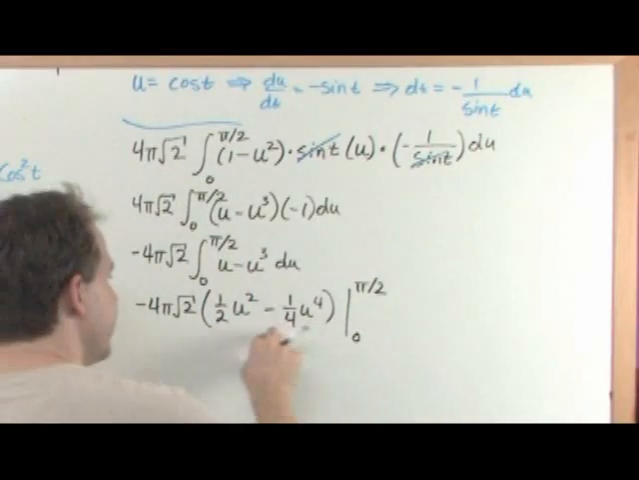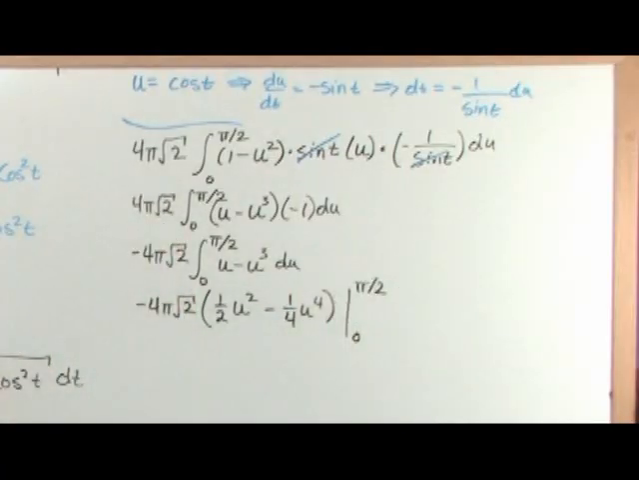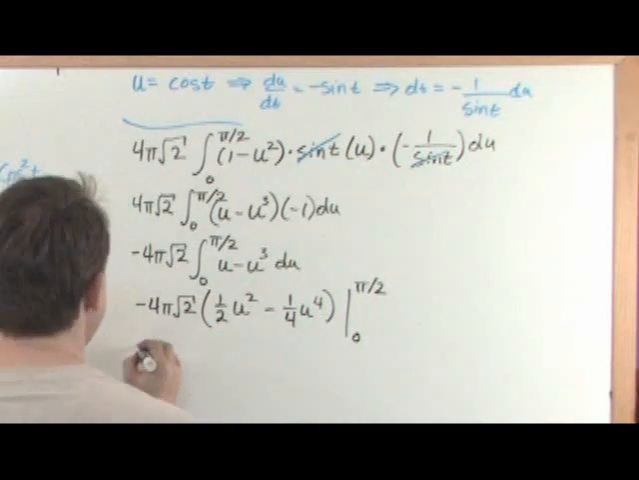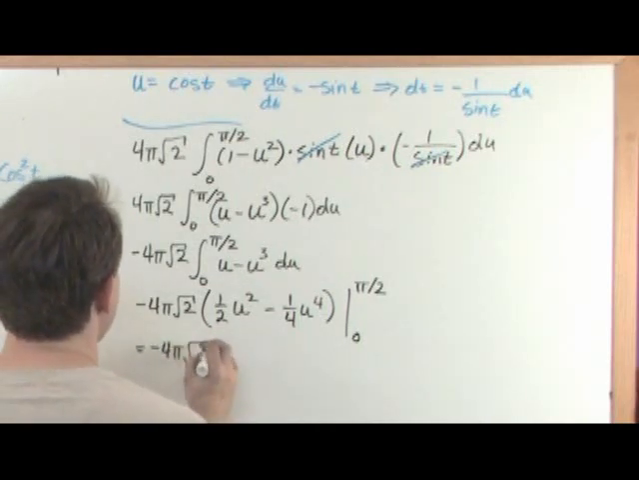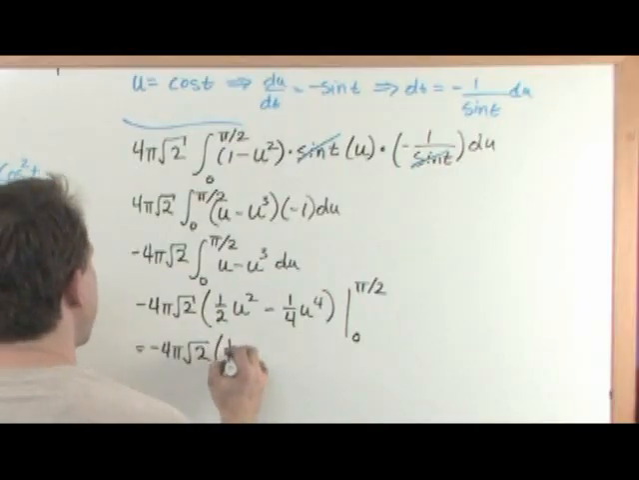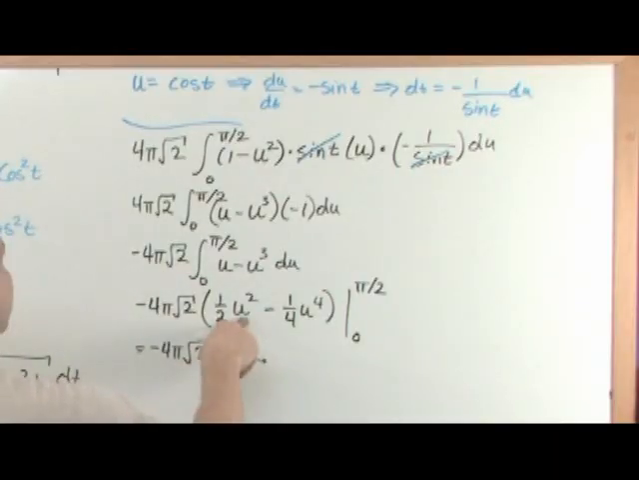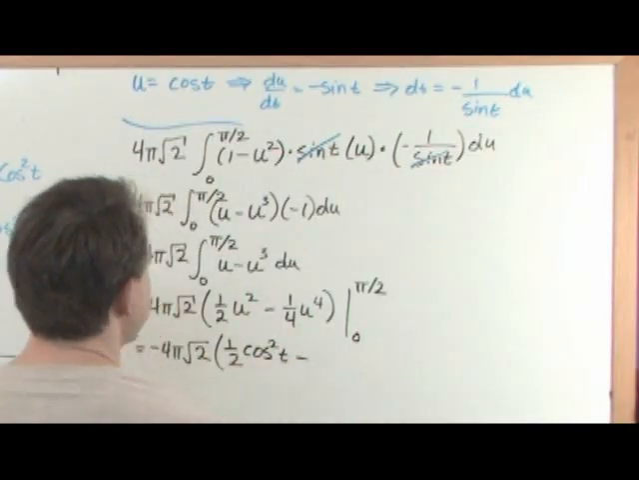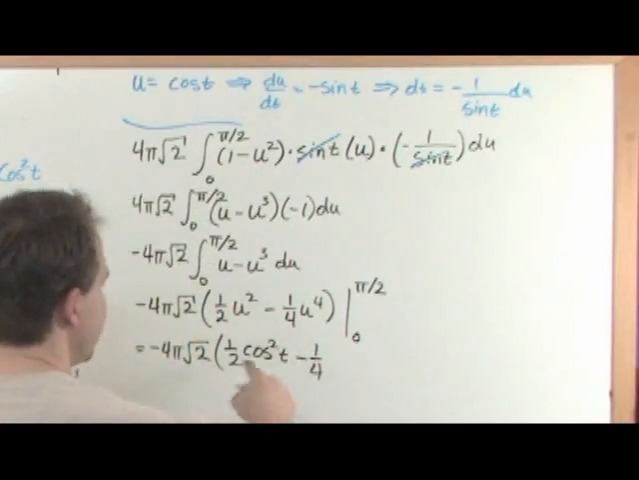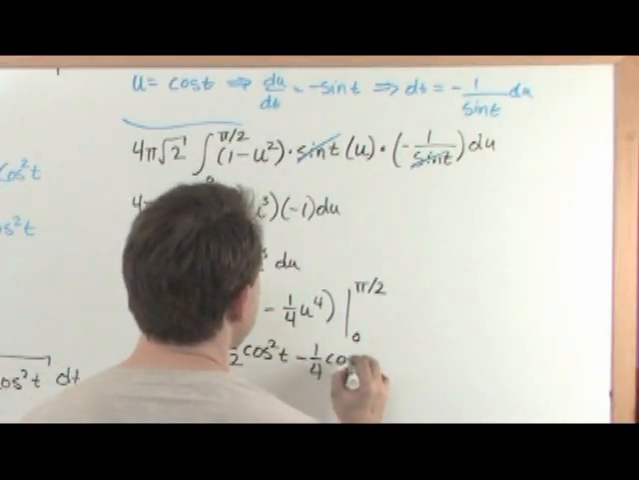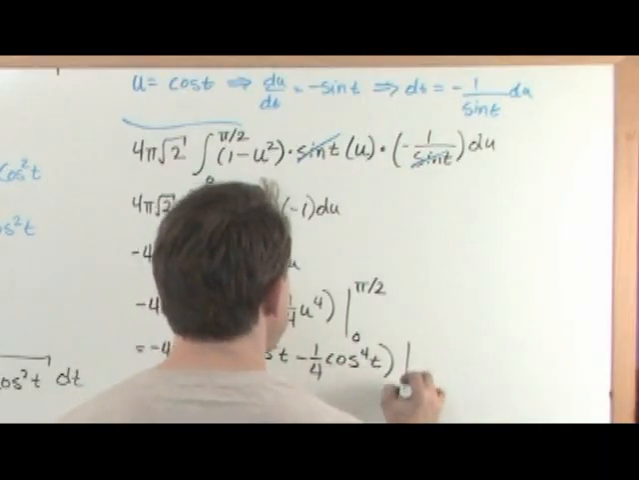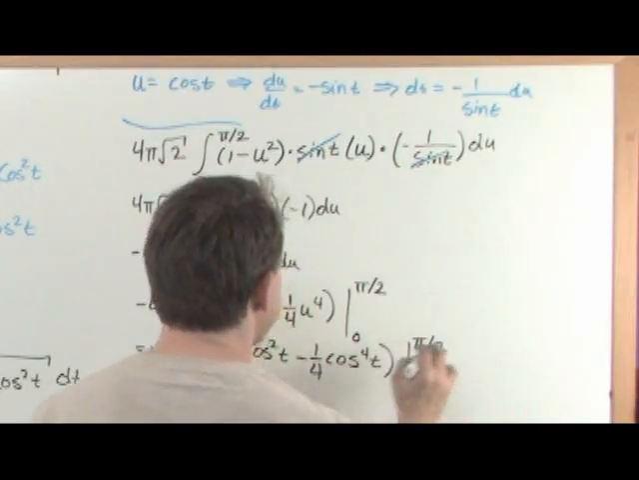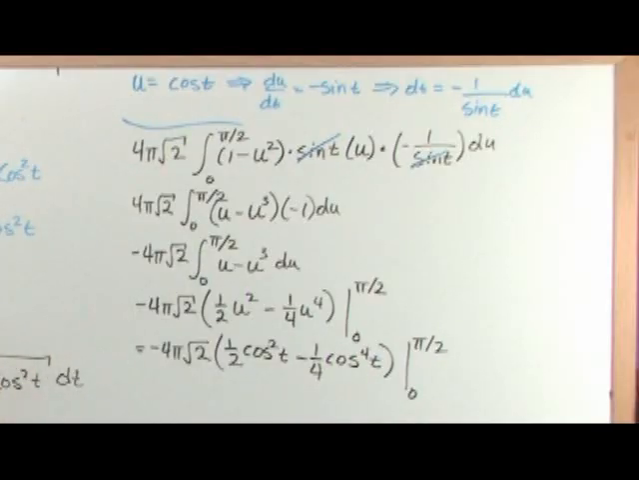Now, of course, this is in terms of u, and my limits are in terms of x, but I'm going to fix that in just a second by substituting in what I know for u. That's going to equal negative 4 pi times the square root of 2. On the inside, I'm going to have 1/2 times u squared. U is equal to cosine, so it's cosine squared of t, minus 1/4, and u again was cosine, so it's cosine to the fourth power of t. Now, finally, from the limits of 0 to pi over 2.